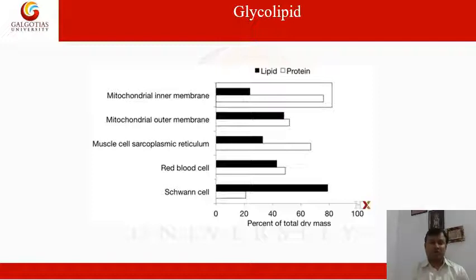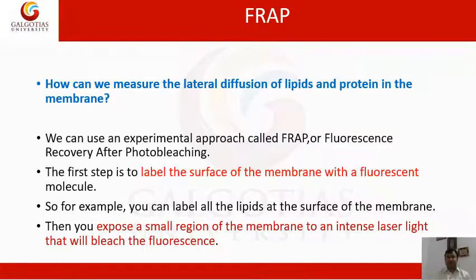And in the Schwann cell, the lipid content is very high compared to the protein. Because in the Schwann cell, the lipid is responsible for making the insulating layer, that is why the lipid content in the Schwann cell is higher. So according to the function, the ratio of the lipid is present in the membrane. There are different techniques which we will discuss here.